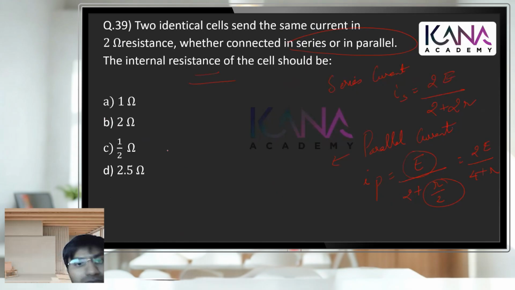Okay, they are given that I_S is the same as I_P. So with 2E on both sides, it will be 2 plus 2R equals 4 plus R. So R is 2 ohms.